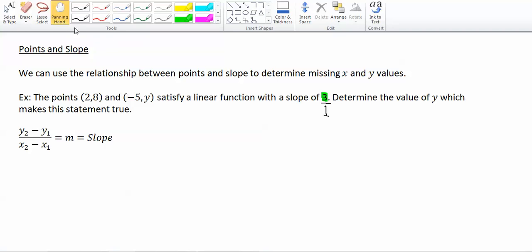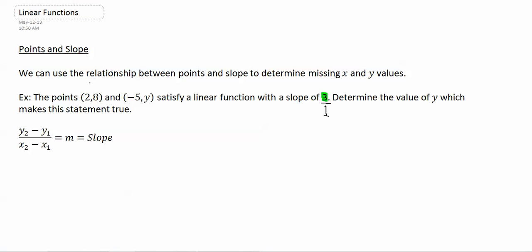So we're going to start off by simply making a list. I'm going to call this my first point, this my second point. So I want you to pause the video here and make your list of values for y1, y2, x1, x2. So let's see what you've got.